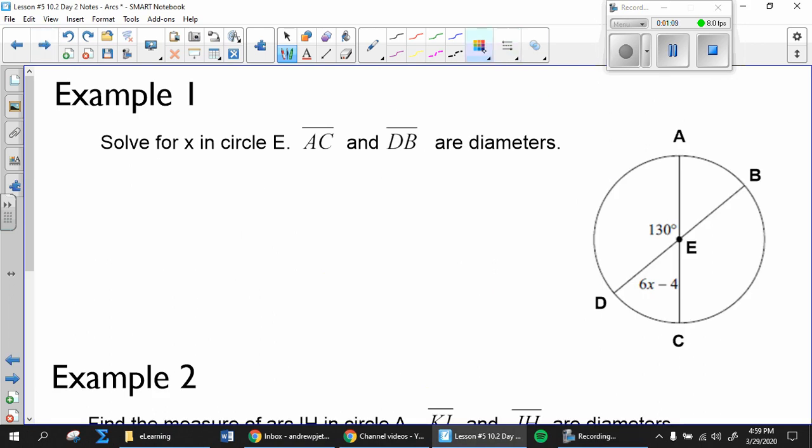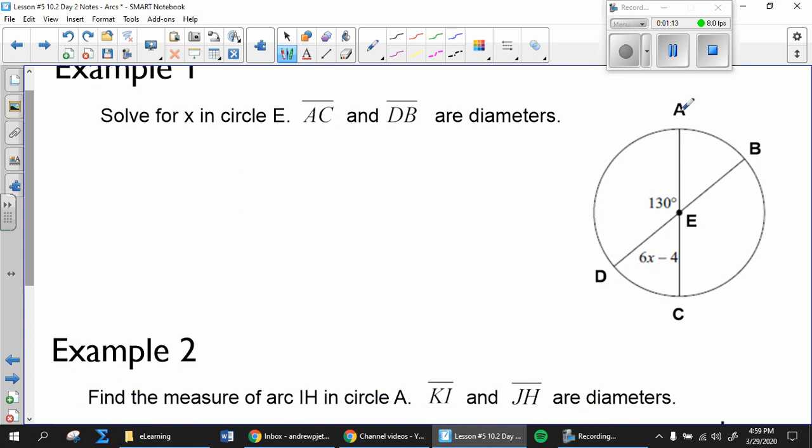So first one we're going to look at here, it tells us we're solving for x, and it tells us that AC and DB are diameters. So again, that tells us that these two things are splitting the circles in half. And so if we look at that, that tells me that AC makes this 180 degrees. So we should know that these two angles add up to 180.